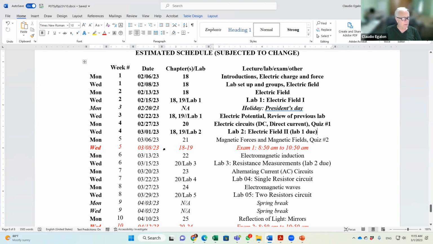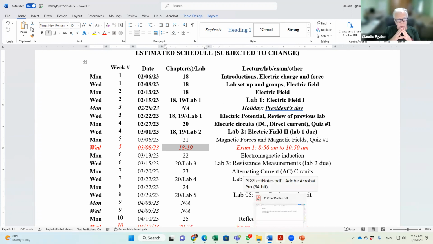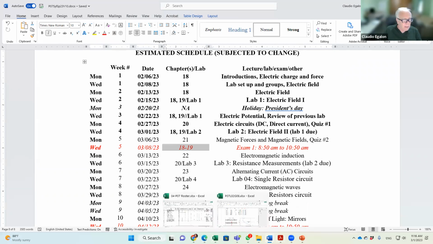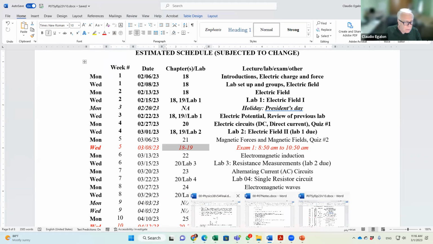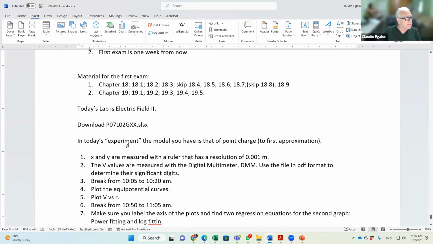I put only 2 chapters here, remember that? Let us cover the important equations for this exam. In physics, most things you can derive mathematically, but then there are some other things that you have to memorize no matter what. I want you to be aware of that. What do you have? This one, here you go. Those are the chapters, the sections.